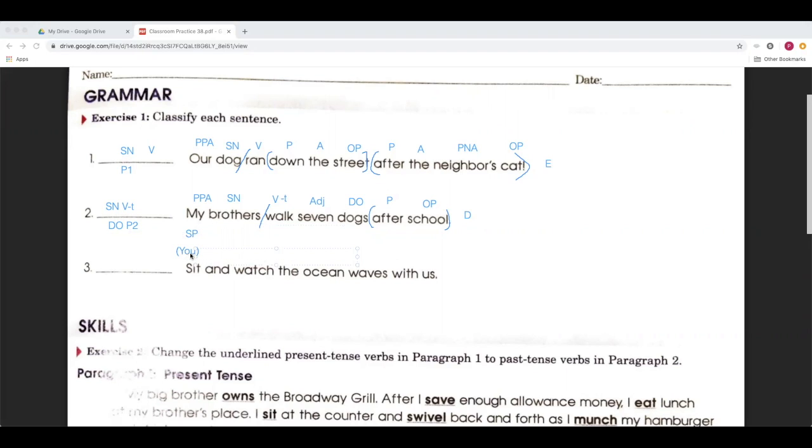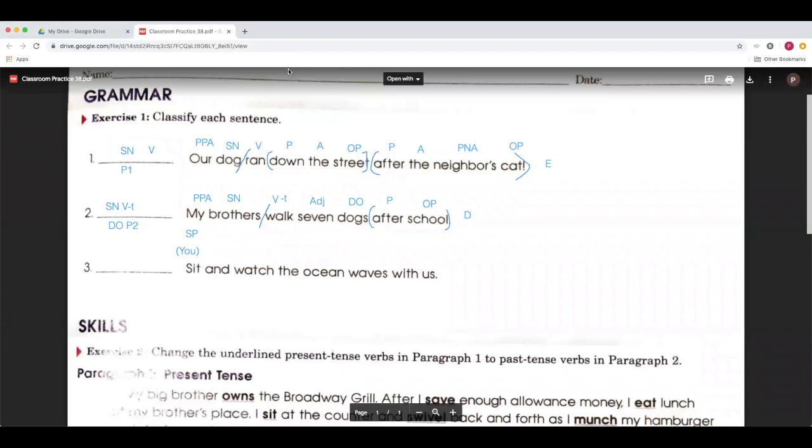So we're going to label, I'm going to move this over so that it's not in the way. Okay, so we have sit and watch. Since we have two verbs, they're compound verbs. So we're going to label them CV and CV. The word and is a conjunction.